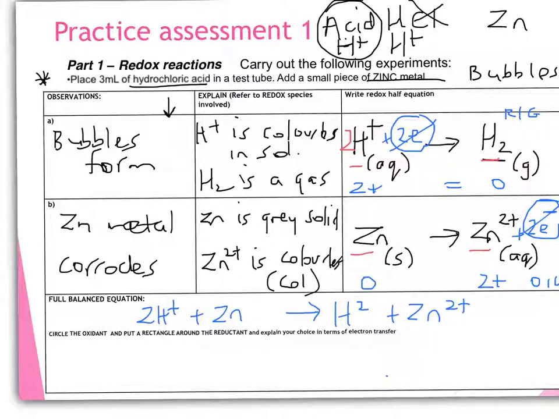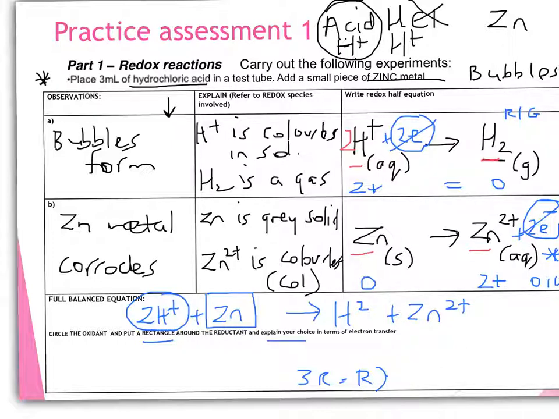Then I'm going to work out which is the one I'm going to put the rectangle around. Okay, so remember the 3 R's. The 3 R's say that if electrons are on the right, which is what's happened here with the zinc one, I want the zinc to be in my rectangle because the electrons are on the right, and I want the other one to be the circle because the electrons are on the left.